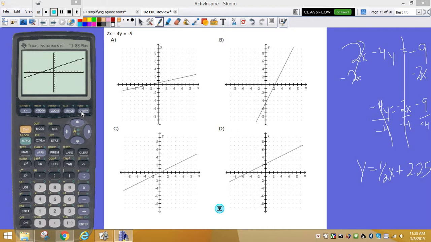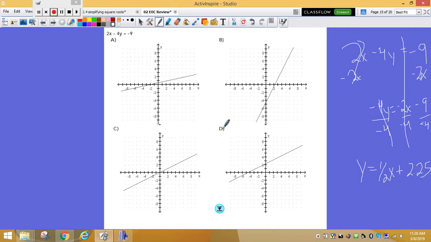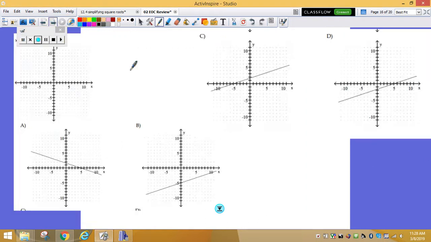So it looks like it's not quite A. B is not even close. C goes through the origin, so this one would be D. All right, what's next?